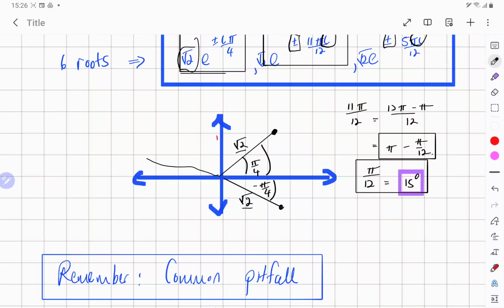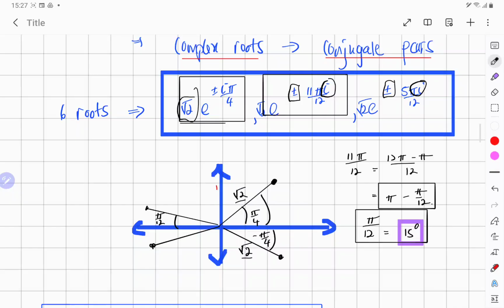Because then you know it's very close here, because here we have 15 degrees. And then the conjugate will just be symmetrical to the other side. So there I have those 4 roots already. And then remember what we've just done now.